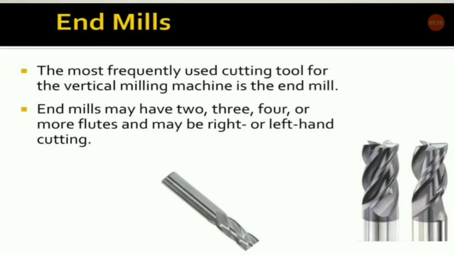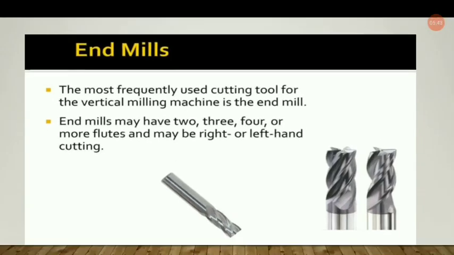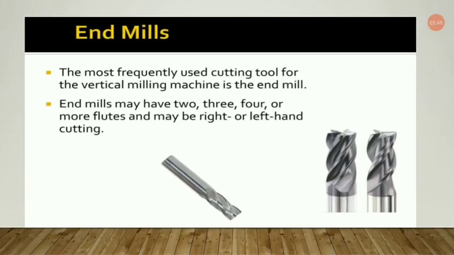Coming to the end mill cutters, you can see over here, these are the end mill cutters. The most frequently used cutting tool for the vertical milling machine is the end mill cutter. So you must have a clear-cut concept of what a particular end mill looks like. End mills may have 2, 3, 4 or more flutes, and may be right or left hand cutting. These are the most widely and frequently used cutters in a milling machine.